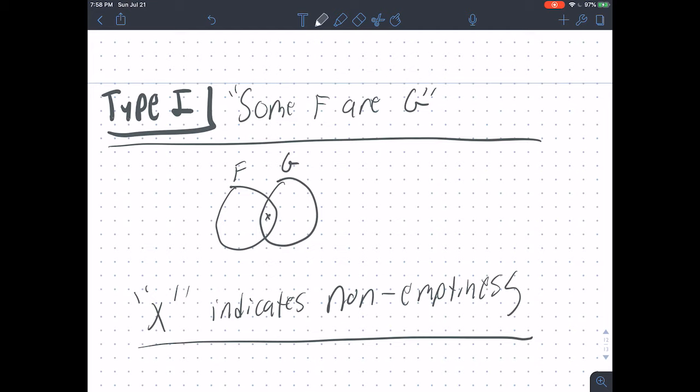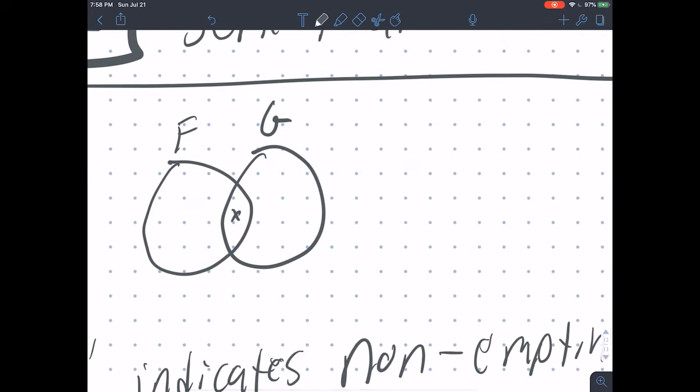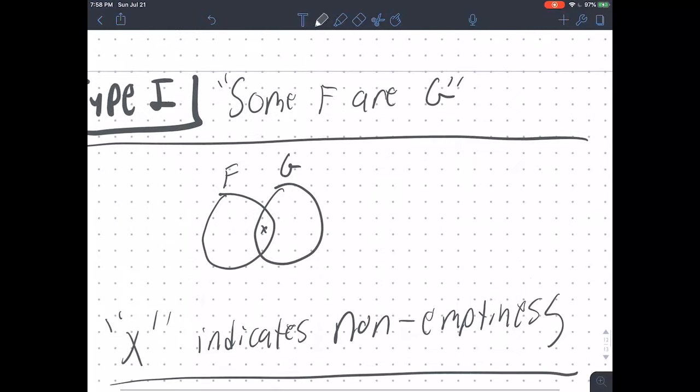So some F are G. What that means is, look at the F circle and the G circle. If some F are G, that means there's going to be at least one thing that is both an F and a G. So in the circle that represents things that are both Fs and Gs, we put a little X like that, right?